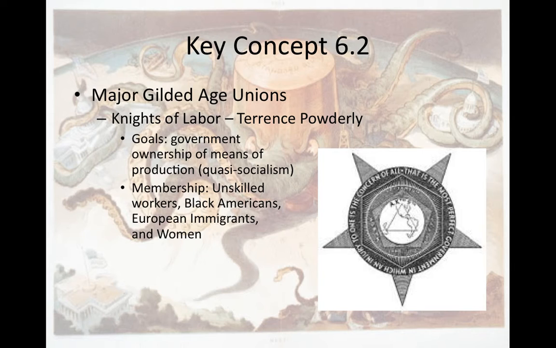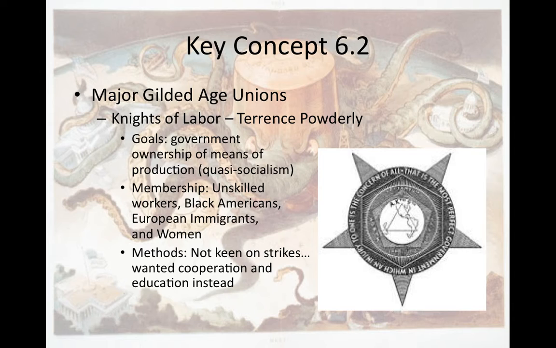Some skilled workers were involved in this too, but mostly unskilled workers. They allowed blacks into their union. They allowed European immigrants into their union. They allowed women into their union. They discriminated against Asian populations, but for the most part, they were egalitarian, more so than the union we're going to talk about in a second. Now, their methods, they were not too keen on strikes because they saw strikes as being damaging and that it left a lot of workers out of work, so they wanted cooperation and education instead.